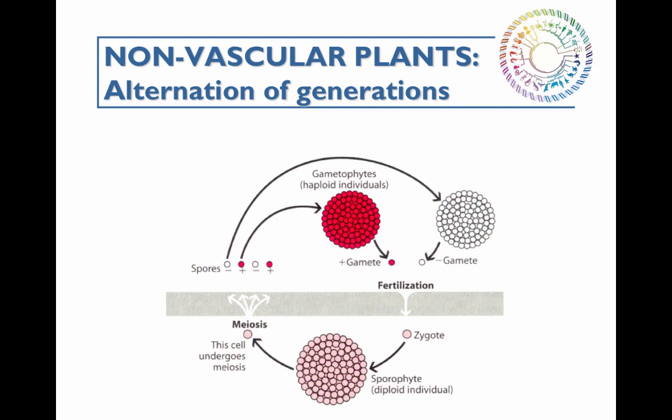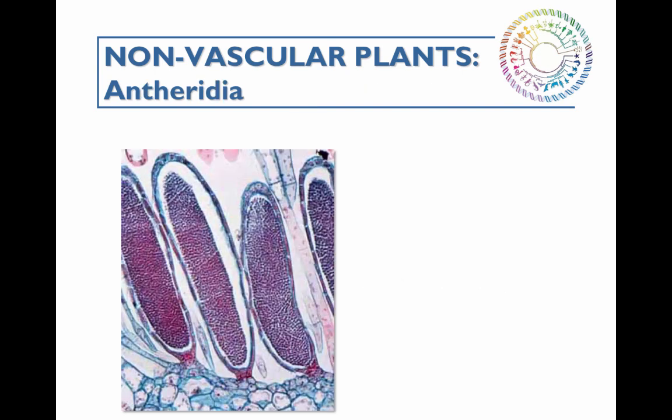So let's have a look at the life cycle of non-vascular plants in a little bit more detail. I'd like to emphasize the structures that form the gametes and also the structures that form the spores. So let's have a look at the antheridia, archegonia, and sporangia in a little bit more detail, beginning with the antheridia. So the antheridia, if you remember, are the structures which are creating the antherozoids, or the spermatozoids, or the sperm cells. So they're basically a bag of sperm cells with a protective wall surrounding it.